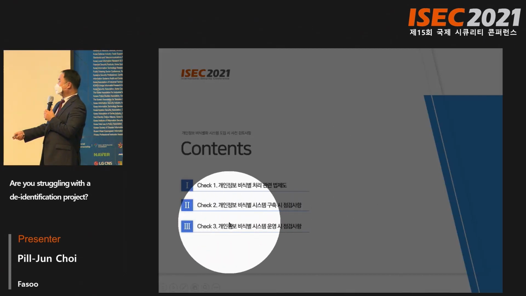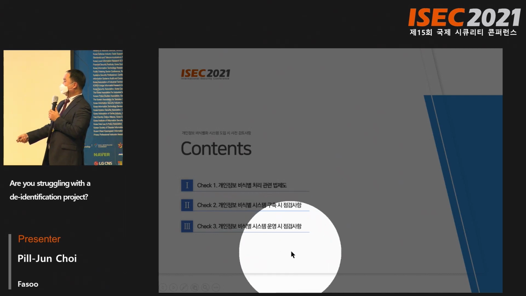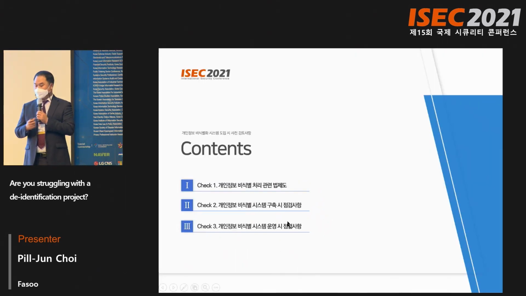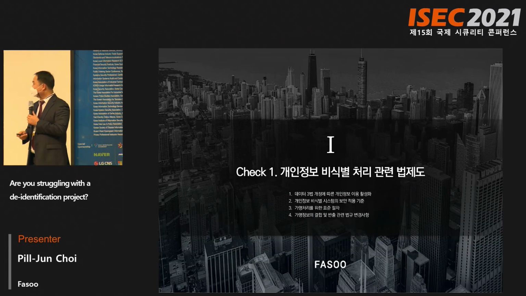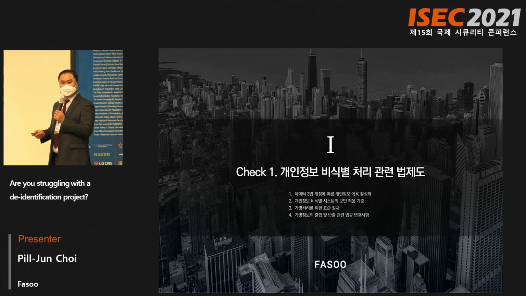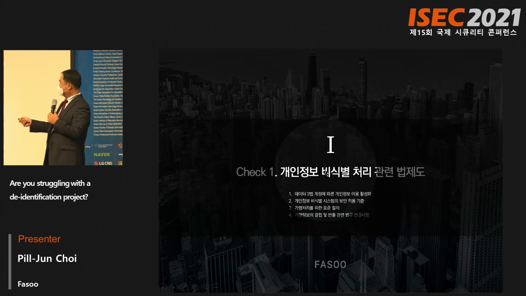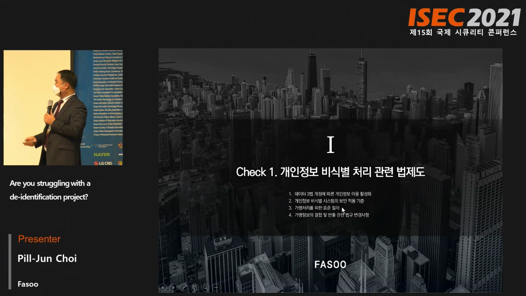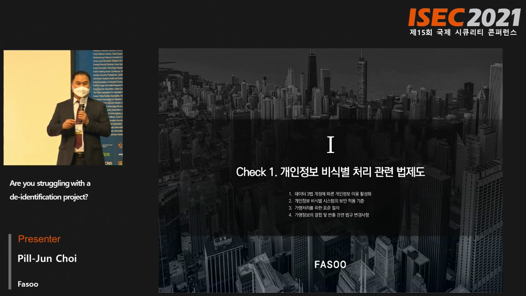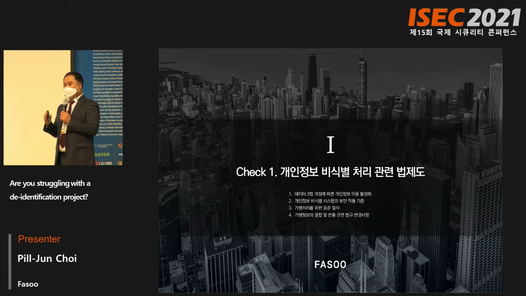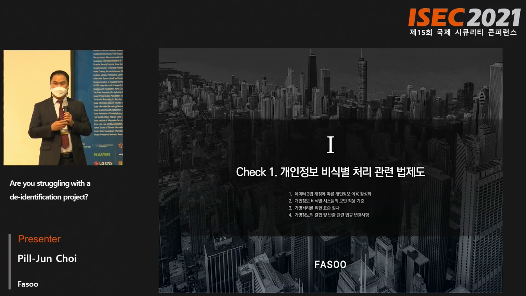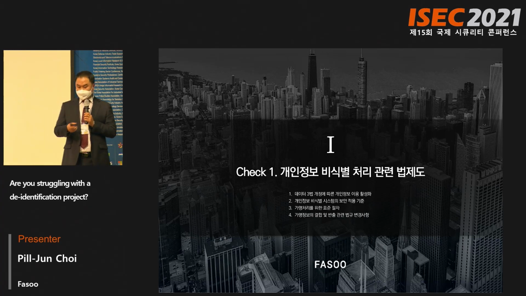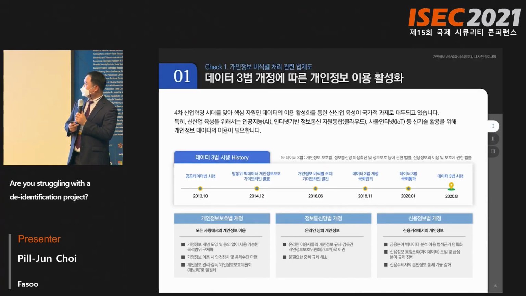Today, I'm going to talk about the legal framework related to de-identification and the considerations for establishing and maintaining the de-identification system. I'll be brief in terms of the legal framework, and the first part is laws and regulations related to personal information de-identification. And I'm going to talk about the procedures for personal information processing. And recently, the notice and regulations were revised regarding pseudonymous information. So I'm going to talk about that in this part.